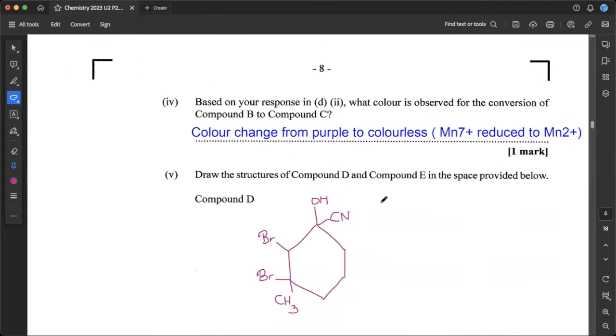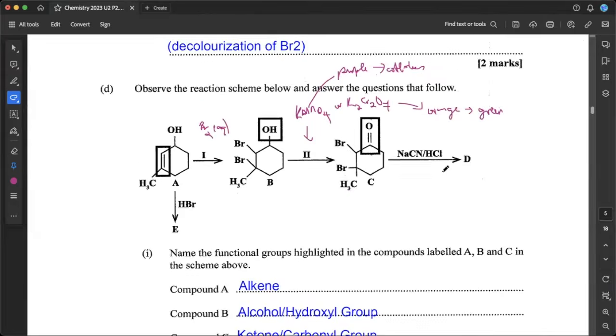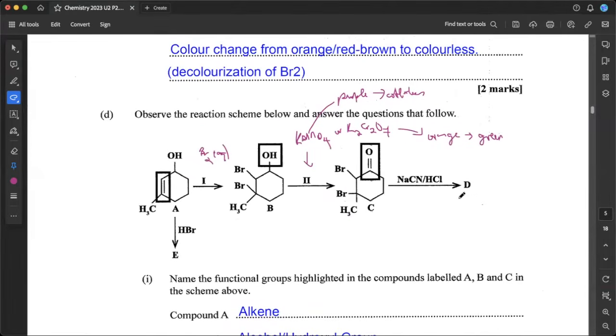All right. So moving along to part 5. Part 5 says draw the structures of compound D and compound E in the space provided below. So let's see what compound D was going to be formed from. Compound D is what we're going to get when we react this ketone with sodium cyanide and HCl, so acidified sodium cyanide, right? And what's going to happen in that case is that this ketone group is going to become a hydroxyl group. So this is going to become an OH here. And then this double bond is going to go away, and we're going to add the cyanide here as well, right?